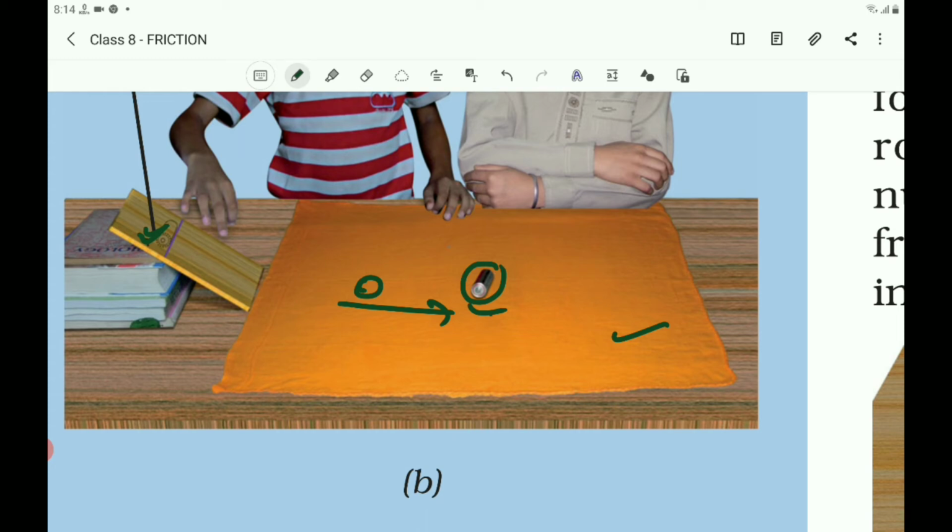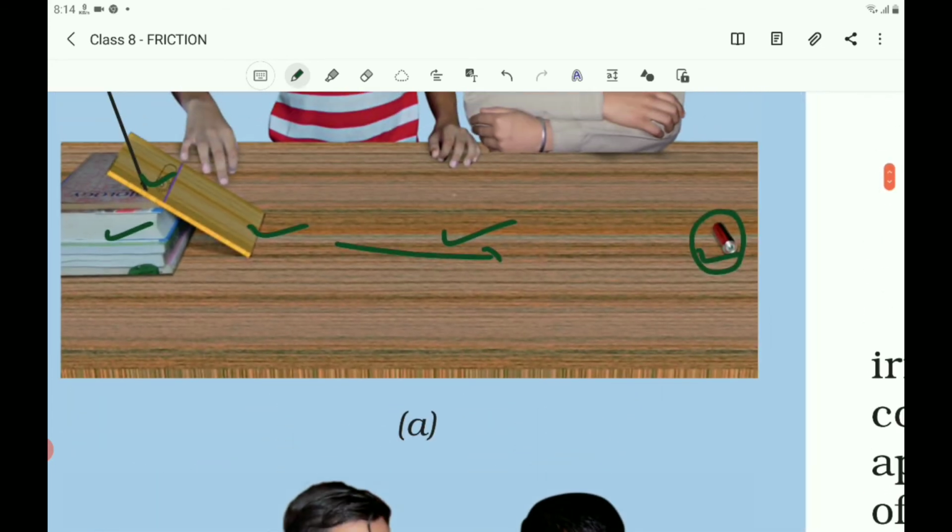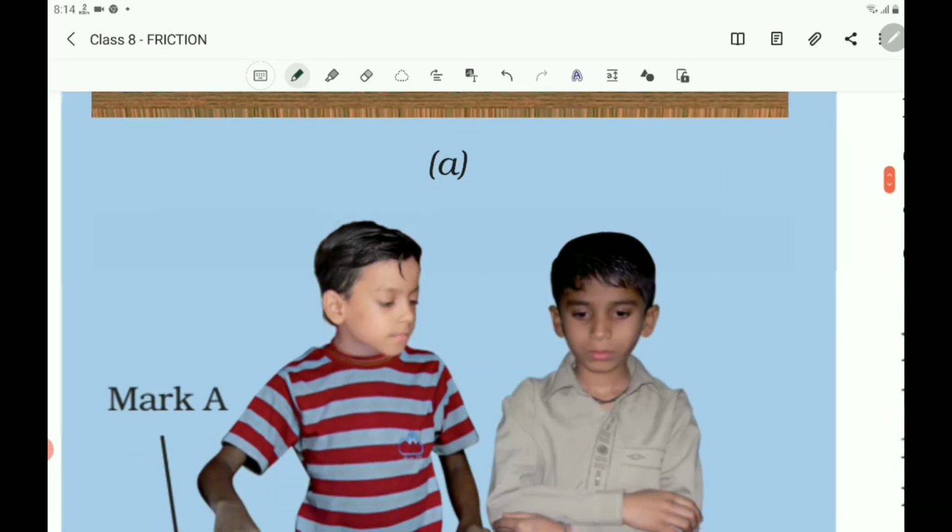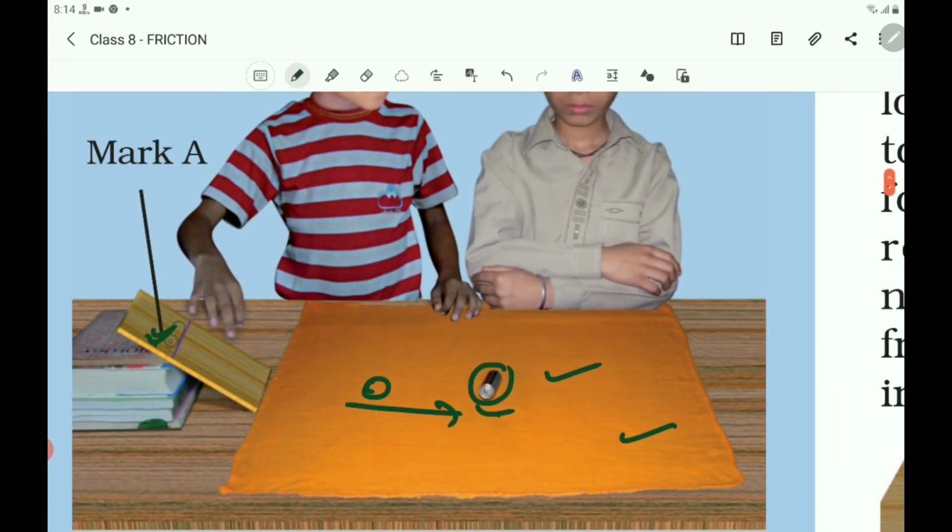Why is the distance covered by the pencil cell different every time? The reason is that the distance covered depends upon the nature of the surface on which the cell moves. In the first case, the cell moves on the table. In the second case, the cell moves on the cloth. And in the third case, the cell moves on the sand.